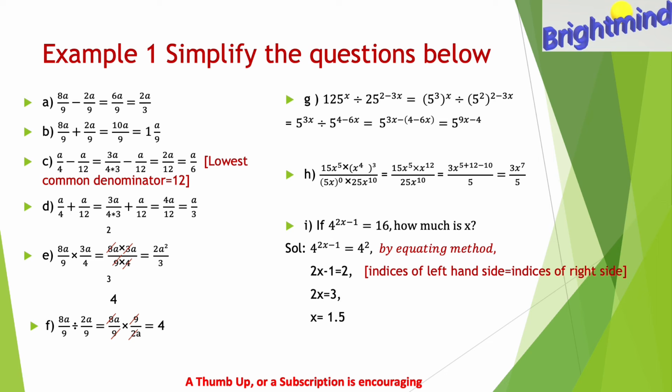And the power of x in the numerator is 5 plus 12. Because there is another x to the power of 10 in the denominator, I need to take away the 10. So I write x to the power of 5 plus 12 minus 10 together on top. The final result will be 3x to the power of 7 over 5.